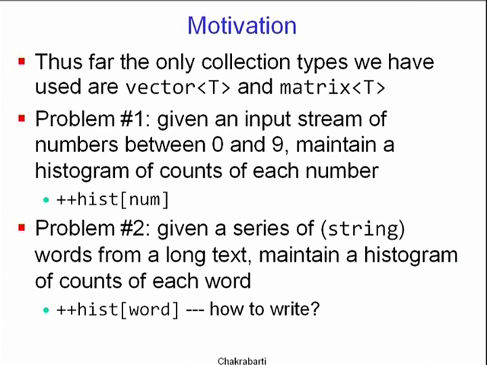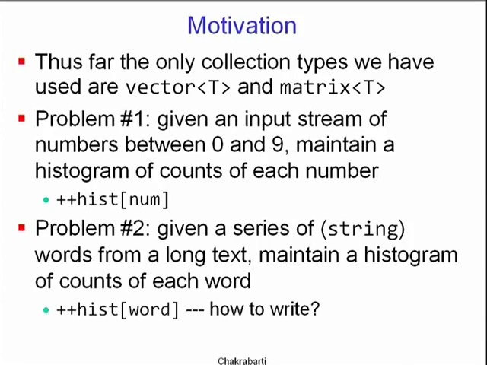The first problem is that you are given an input stream of numbers. And to make things simple, let's assume these numbers will all be, say, the digits. So 10 possible numbers, 0 through 9. And you have to maintain a running histogram of the number of times you have seen each digit. So we now know that's easy to do. All you need to do is to create a vector with 10 elements, 0 through 9. The indexes will be 0 through 9. And then when you see the next number num, all you need to do is to say plus plus histogram of num. That will generate the count if you initialize the vector to all zeros.